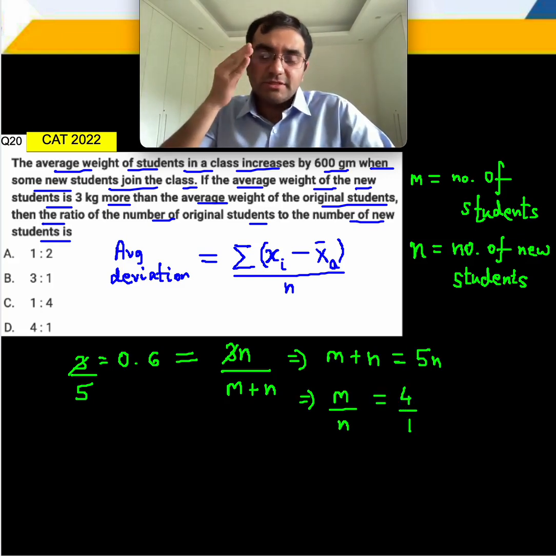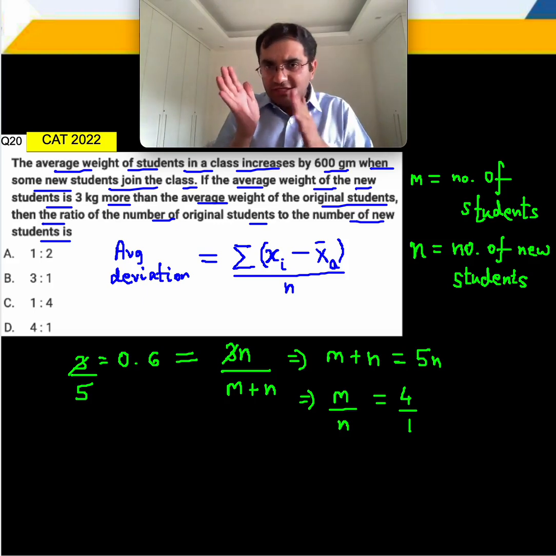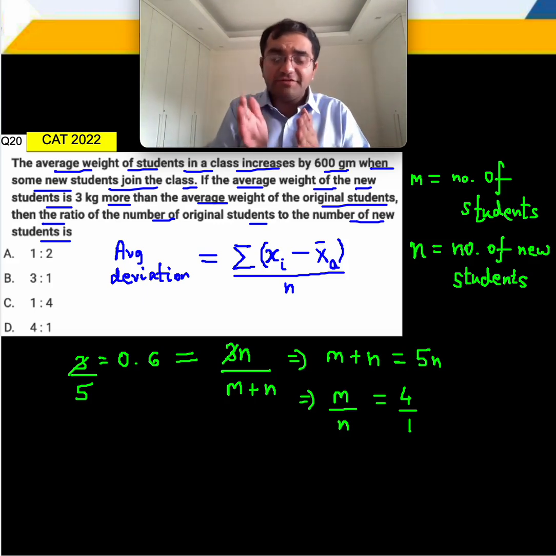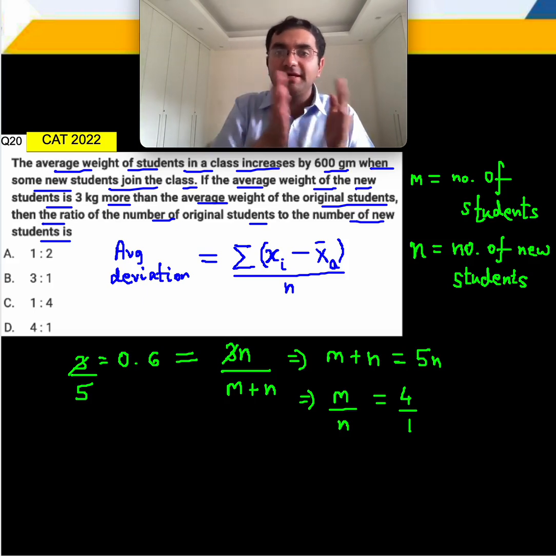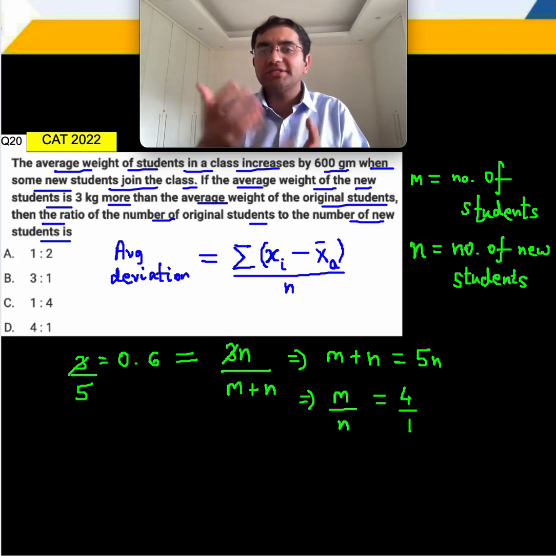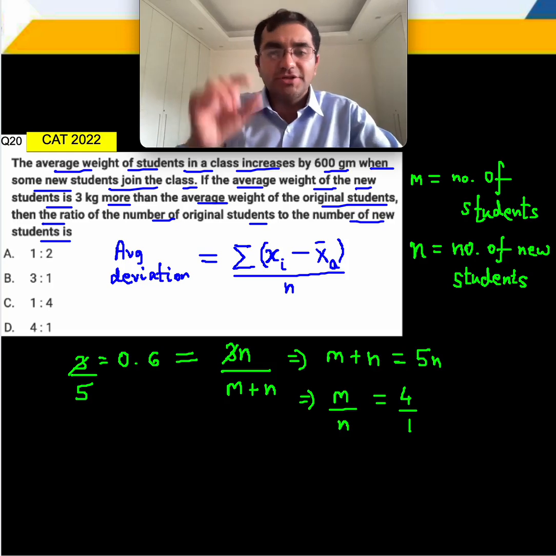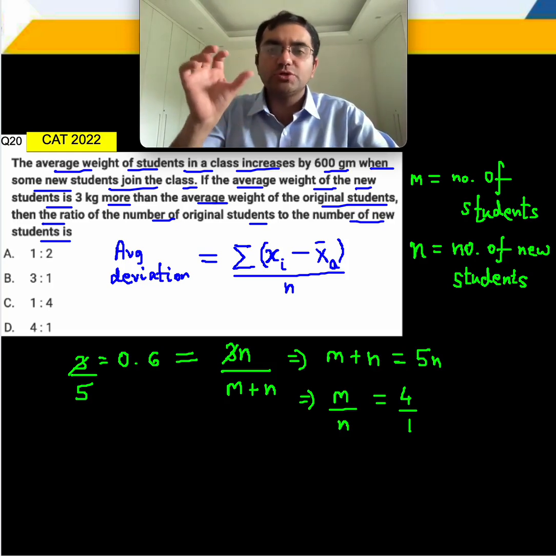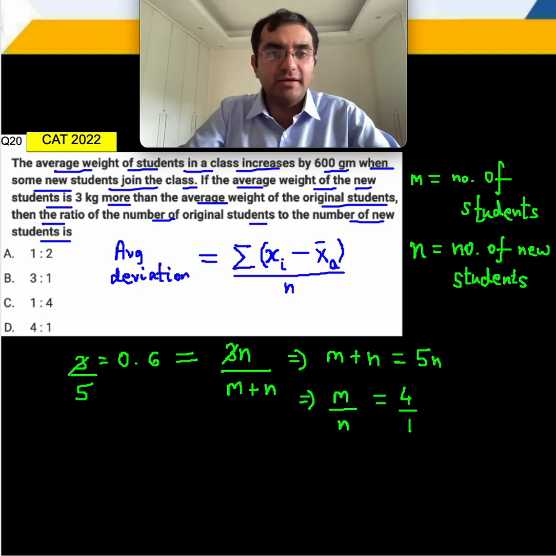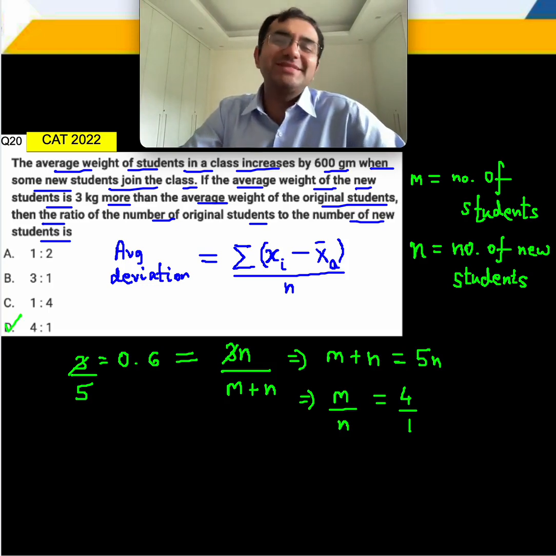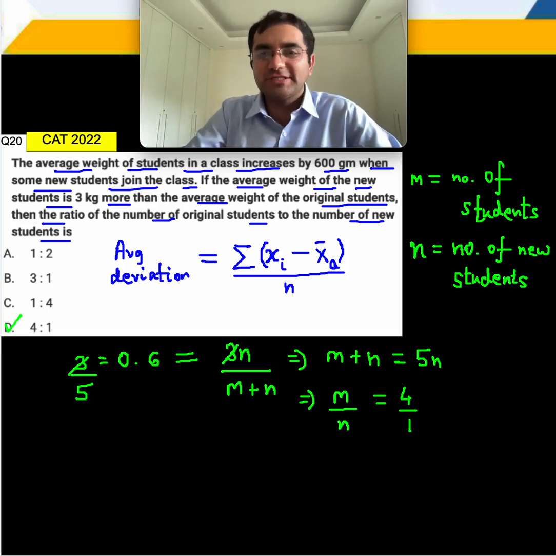Solving is easy, but the equation average deviation is 0.6. Deviation in the mean is 0.6. Who is causing this deviation? The new students. 3 kg per new student, so the total deviation becomes 3n. What a beautiful way to solve this question. The answer is D part for question number 20.